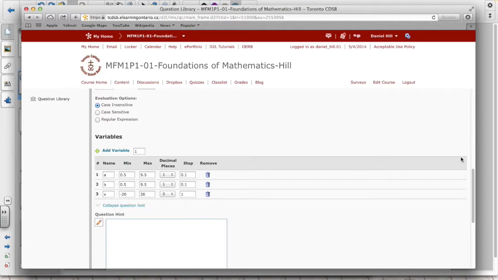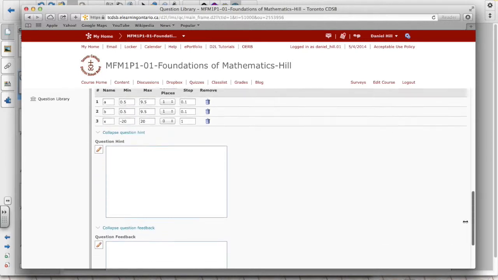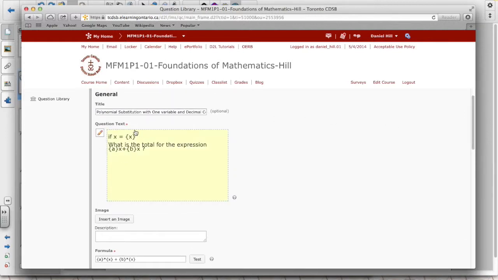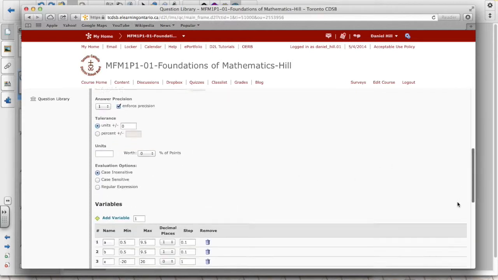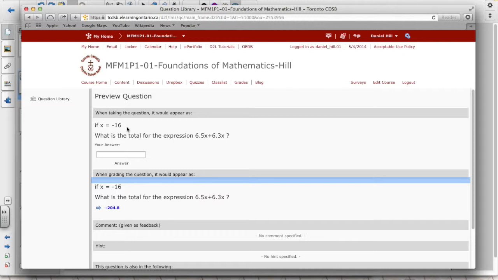Let's have another look at that question to get a sense of what it looks like after we've had those parameters. Here is a look at the question. This is a parameter x, this is a parameter a, and this is a parameter b. If we head into the preview down here at the bottom: if x equals negative 16, what is the total for the expression 6.5x plus 6.3x? You'll see that the answer for this expression is negative 204.8.